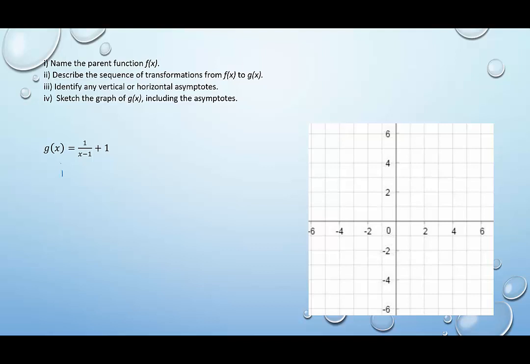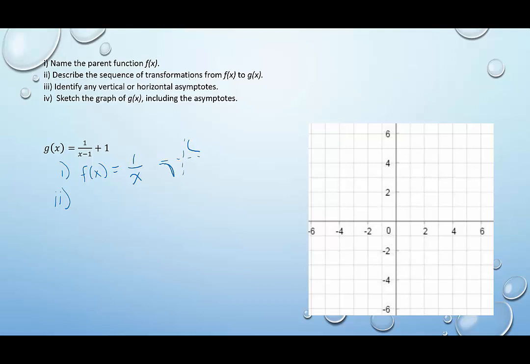This time the parent function is f of x is equal to 1 over x. What's happening? How is g different than our parent function? So remember what this parent function looks like. We have asymptotes at x equals 0 and y equals 0. We have 1 down here. Ooh, this one's really bad. And 1 up there. Okay, I'm not even going to try to fix it because it's so bad.